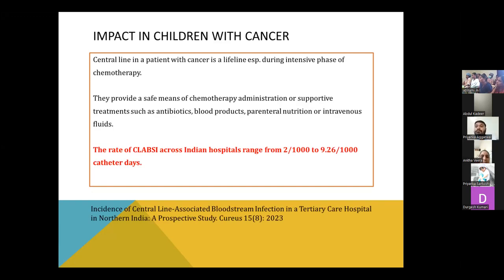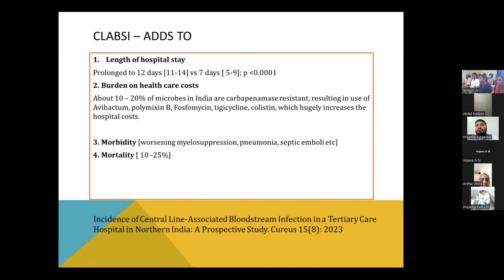So why do we talk so much about CLABSI? Why should nursing staff and healthcare workers, especially in immunocompromised patients, worry about central line infection? Since the central line is a lifeline for patients with cancer, used for multiple purposes, as we all know. The rate of CLABSI in Indian hospitals is 2 to 9 per 1,000 catheter days. If a patient with a central line has CLABSI, it adds to the length of hospital stay. If a patient without CLABSI has a hospital stay of 7 days, with CLABSI the hospital duration increases by nearly a week.